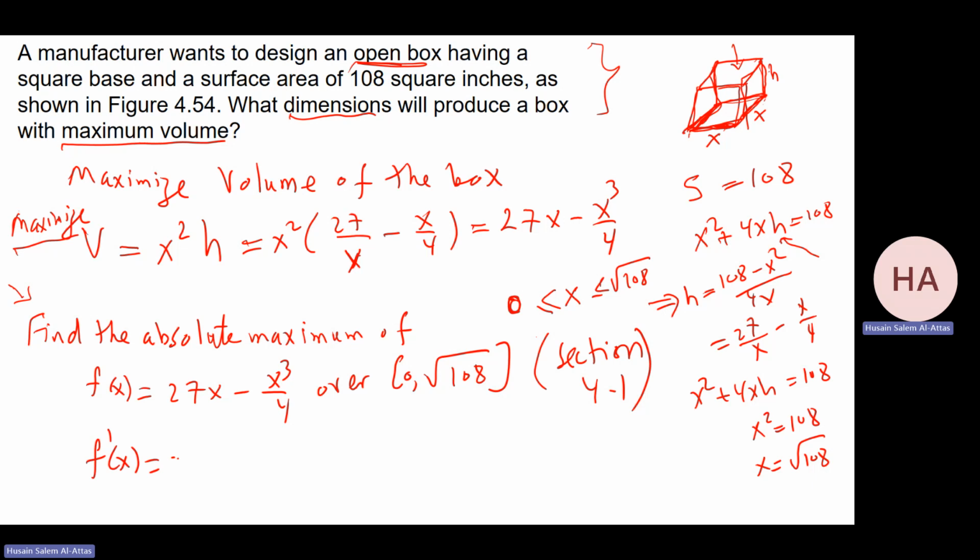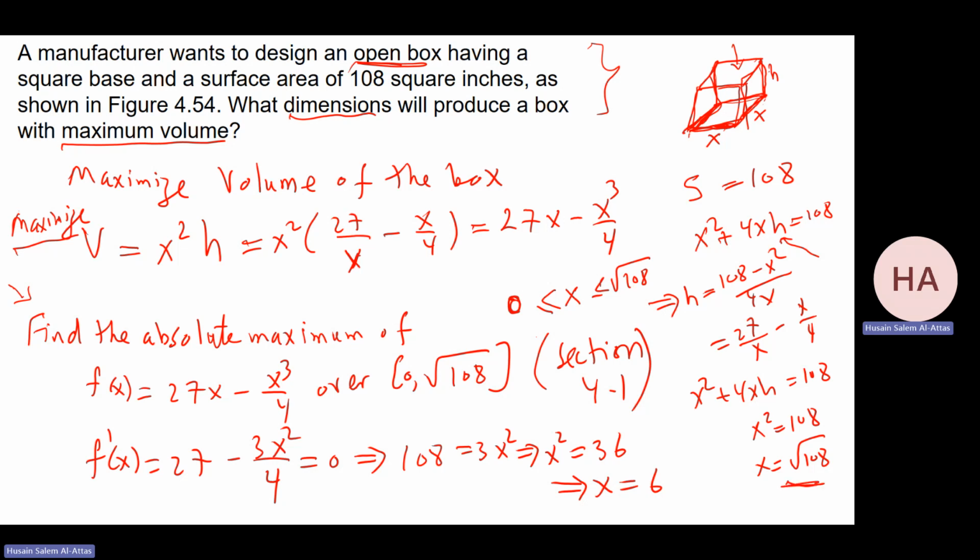Okay, let us do the calculation. F prime will be what? 27 minus 3x squared over 4. Make it equal to 0. So we have 108 equal 3x squared. So that means x squared equals what? 36. So x will be 6. For sure, x cannot be negative. Also here, x cannot be negative. So I'm dealing with positive values since these are dimensions.